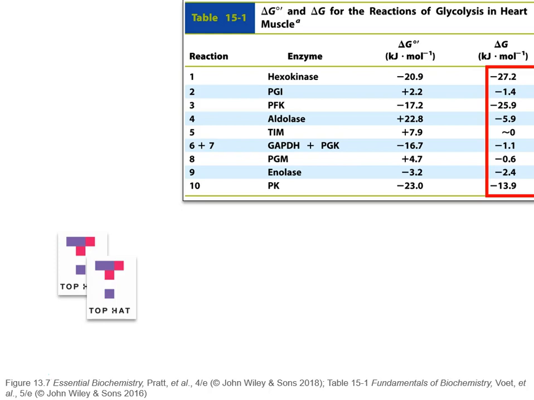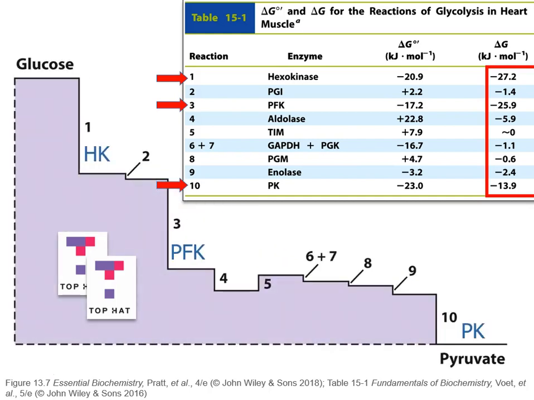So we look for the delta G's, and if you look at these three reactions, hexokinase, PFK, and pyruvate kinase, all of those have pretty high negative delta G values. Here's another way to look at the same thing. If we look at glucose as a downhill pathway, you can see hexokinase, which is step 1, PFK, which is step 3, and pyruvate kinase, the last step, step 10. Those are where the big downhill steps are.